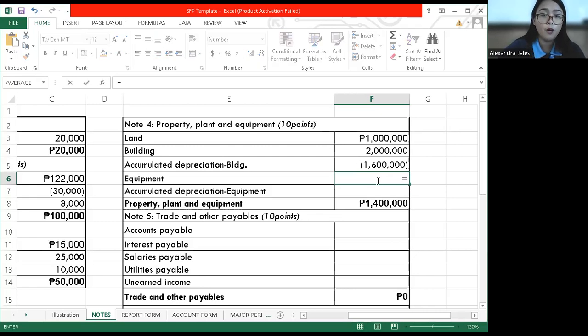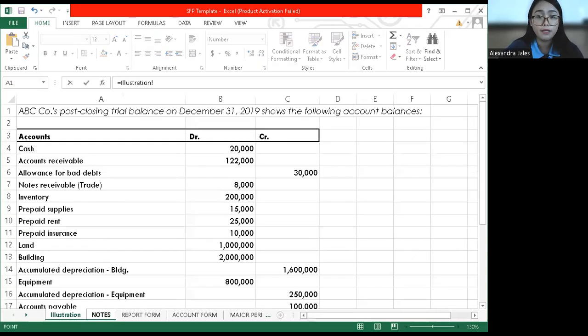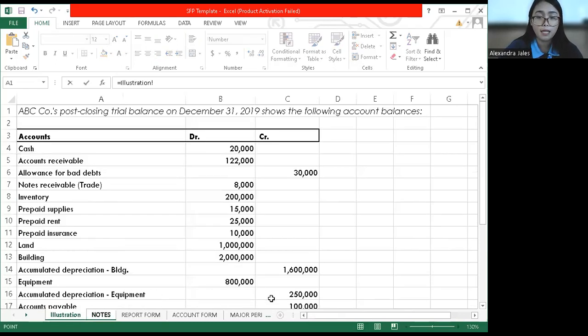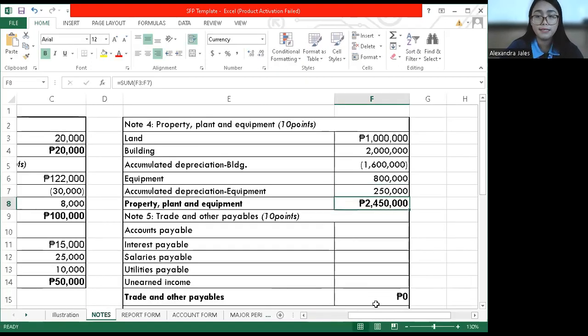So we have now equipment. How much is your equipment? It's 800,000 pesos. Accumulated depreciation of your equipment, that would be 250,000 pesos. You still have accumulated depreciation, right? You just have to, again, subtract 250,000 pesos from your account. That would be 1,950,000 pesos.